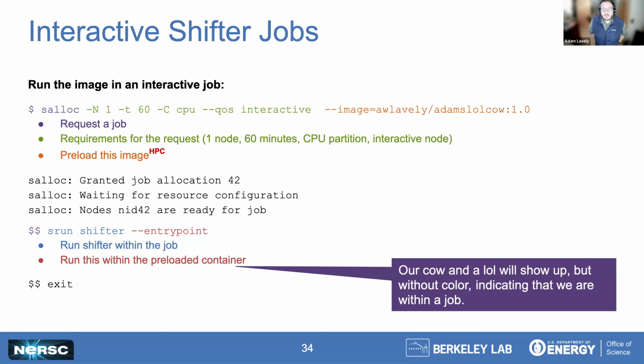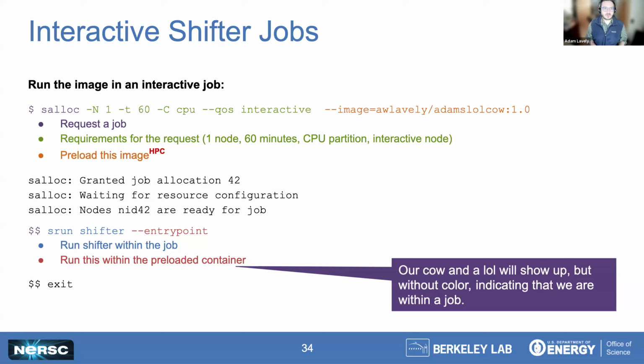Similar to Podman HPC, we can run an interactive job on the compute nodes. The only difference here is the salloc, where we're requesting some resources. The request is almost exactly the same, except here we give it the image name. Shifter preloads the image so that it's ready on all of the nodes that you are granted, and it's useful here.